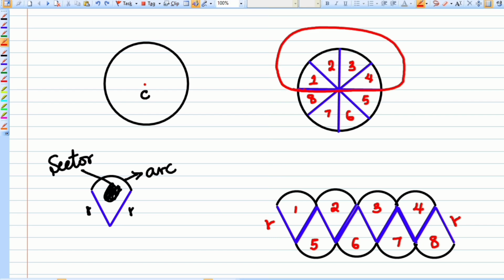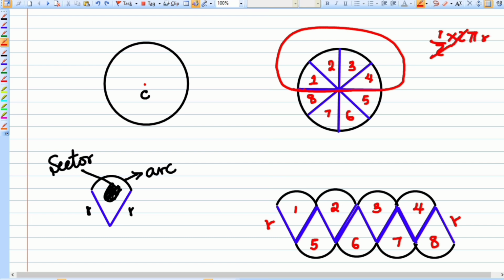Now, let's look at the first half of this circle. When we look at the first half of this circle, you see that it's a semicircle, right? That means from the first sector to the fourth sector, it's going to form a semicircle. And remember that the circumference of a semicircle is half the circumference of the circle. So half times 2 pi r, right? So 2 can cancel 2. So we have pi r. So the circumference of this semicircle is going to be pi r.